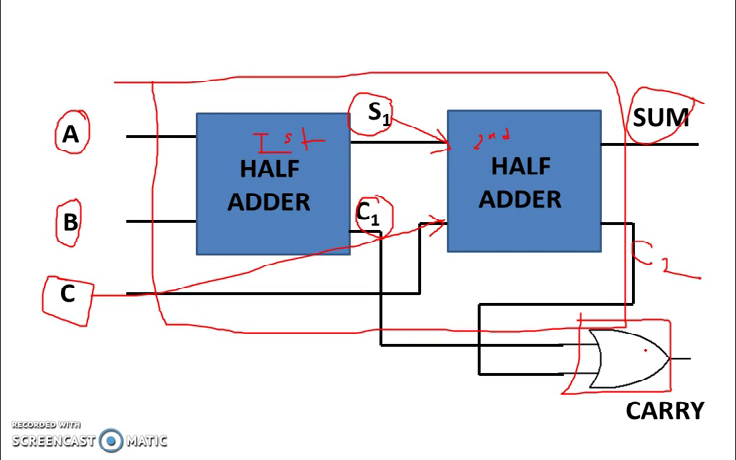So I think it's clear how a full adder can be implemented using 2 half adders and what the function of a full adder is. With this the video ends here, and in the next video we will learn what the truth table is, how to draw it, and what the outputs of a full adder are.